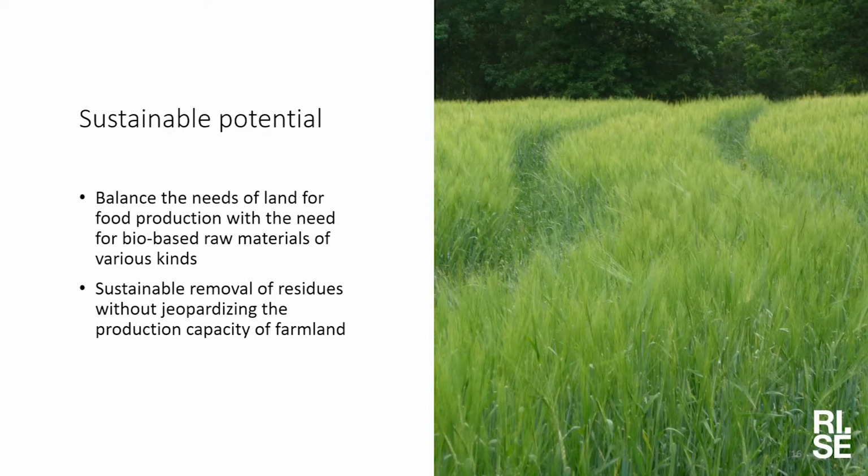It is also very important to look at the sustainable potential. We need to balance the needs for land for food production with the need for bio-based raw materials of various kinds. It is important that we have sustainable removal of residues without jeopardizing the production capacity of the farmland. If we take straw as an example, we cannot remove all the straw from the field, because the straw is also needed to build up the soil organic carbon content in the soil. So for example, we should maybe leave the straw every 3rd year. There are different recommendations, but we should be aware of that.